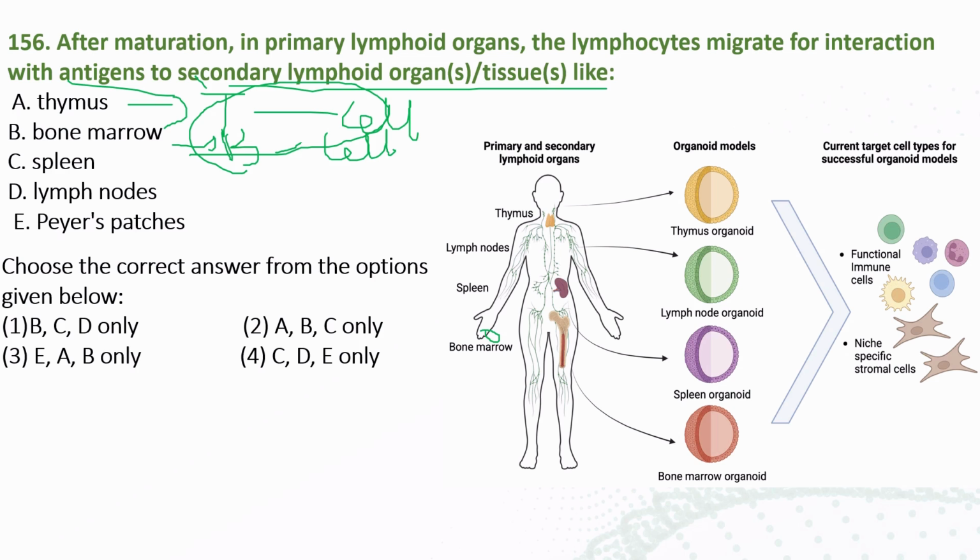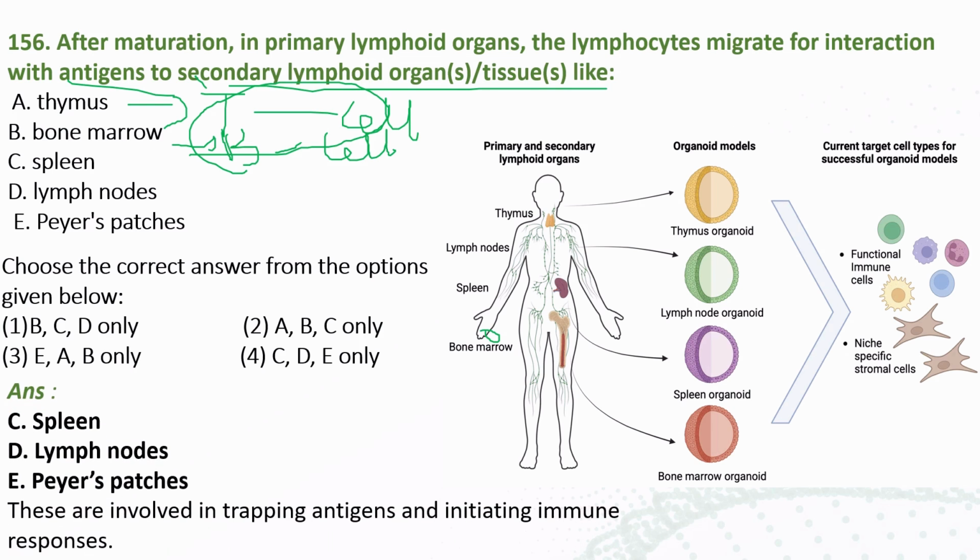Normally if you see here, the right answer is the spleen, lymph nodes, and Peyer's patches. These three are the secondary lymphoid organs, sorry, which came from the interaction of lymphocytes with the antigens. Okay, so they are involved normally in trapping the antigens and initiating the immune response. So this is the function of these three. So the correct option here is the fourth one, C, D and E.